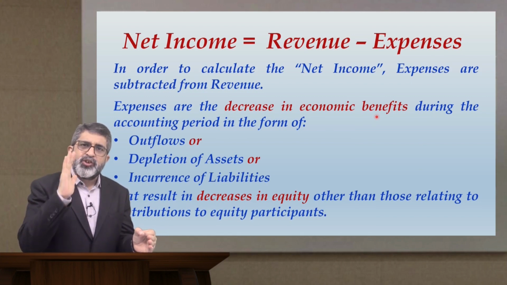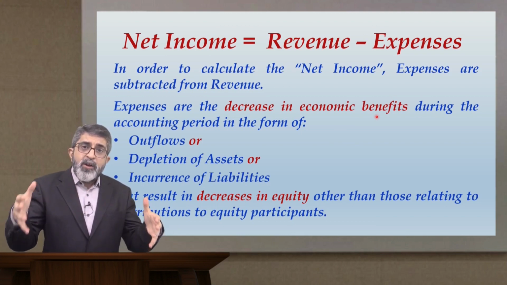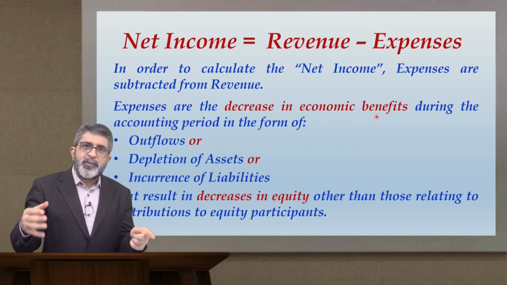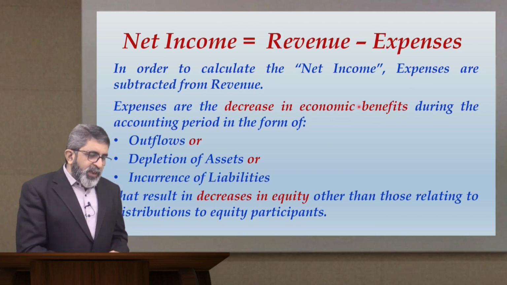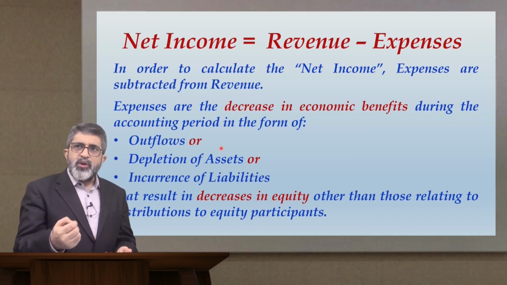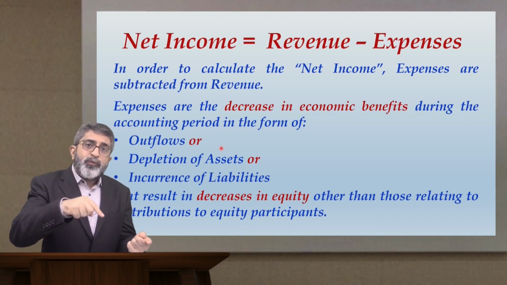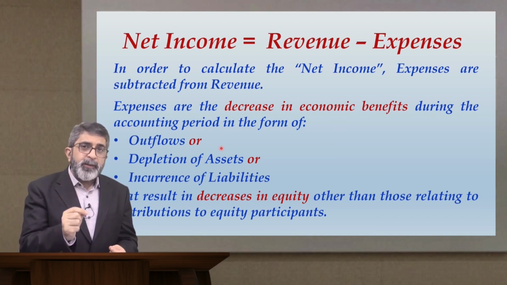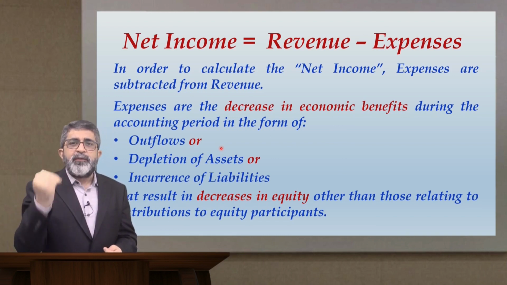Guaranteed. It is causing reduction in your wealth. It is causing reduction in the economic benefits that you have from your current resources. You incur expense, the economic benefits definitely deplete or decrease. So it results into decrease in economic benefits during the accounting period in any of the three forms. It could be an outflow. I just told you that you have $10,000 in your pocket, you spent $1,000, means there was outflow of $1,000 from your pocket. That is an indication that because of that outflow, your economic benefits got decreased.